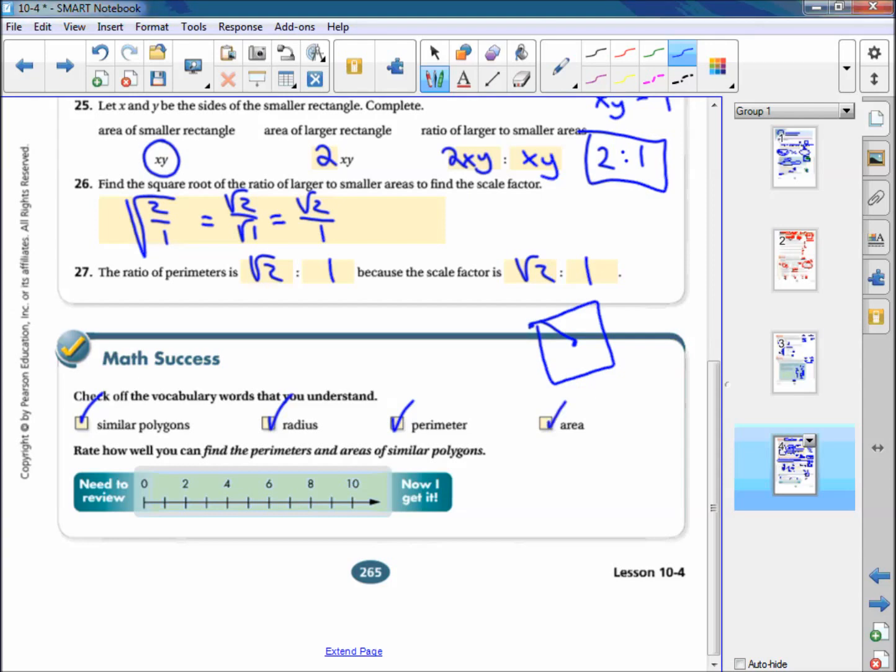So rate how well you can find the perimeters and areas of similar polygons. You should be in here. You can find those perimeters and areas. Remember, given a ratio of one, we can find the ratio of the other. That's the new stuff for today. All right, I'll see you in class next time.